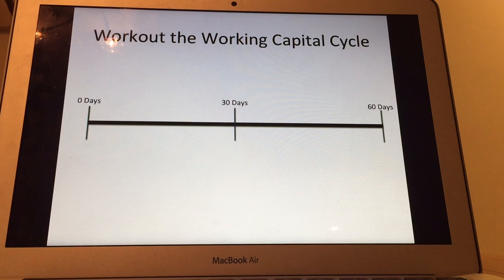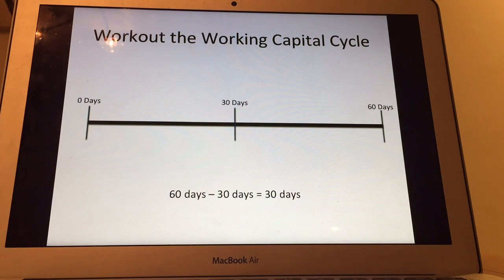How to work out this working capital cycle? Shown on the screen is an example of how to work out this working capital cycle. As you can see, we have 60 days, 30 days and 0 days. 0 days is when the stock is ordered in order to make the product. In this case, we'll use football goalposts to explain.